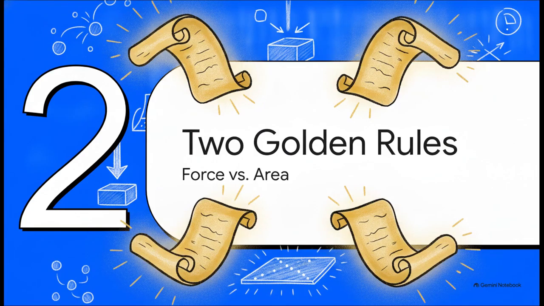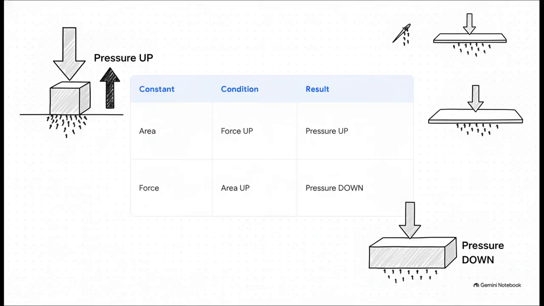Moving on to section 2, the 2 golden rules. Okay, by taking that single formula, we can establish 2 golden rules for pressure. Rule 1, which is super intuitive, is that if you keep the area exactly the same, but push harder, your pressure goes up. Push softer, it goes down.